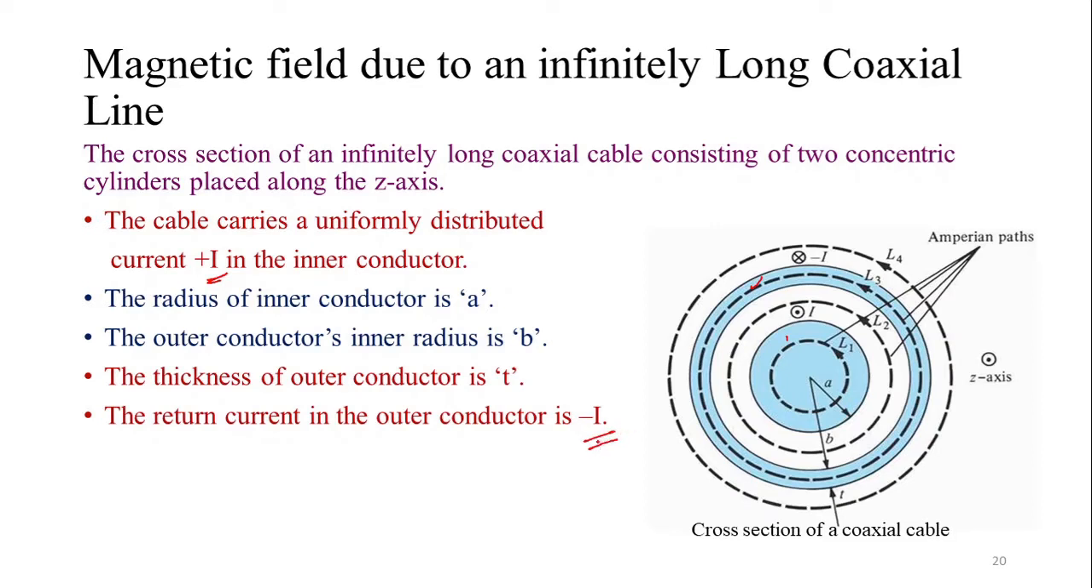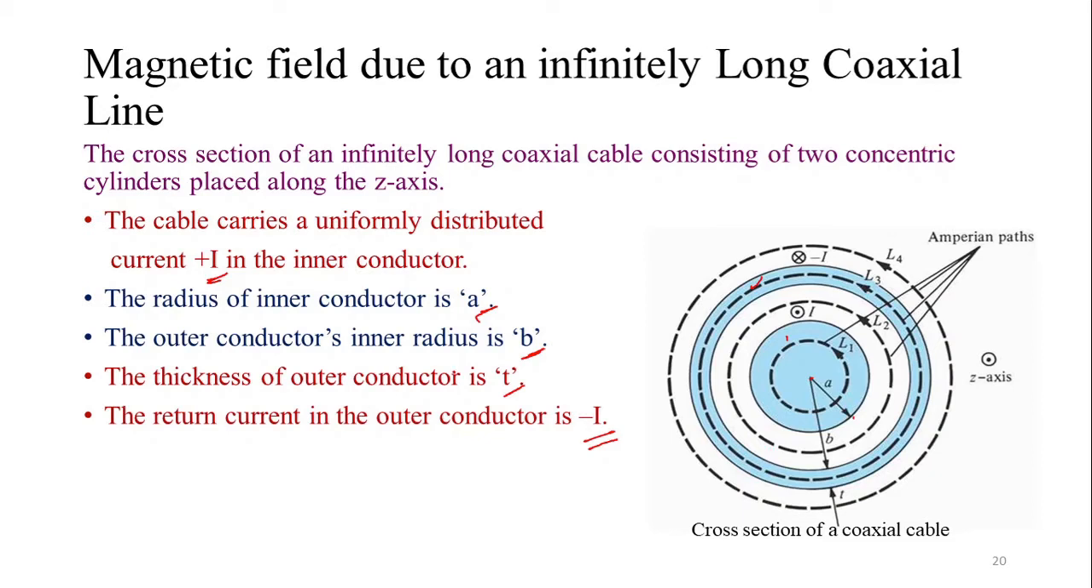minus I. Let's assume the inner conductor has a radius A and the outer conductor has an inner radius B, and the thickness of the outer conductor is T. So the inner conductor has radius A, the inner dimension of the outer conductor is B, and the thickness is T. Now let's observe the field in this particular scenario.